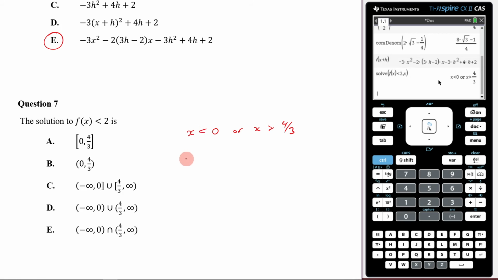If it's less than 0, that means it's negative infinity all the way to 0, but not including 0, because it's less than, not less than or equal to. You haven't got a line underneath. Then union, and then everything greater than 4 on 3. And again, you're not including 4 on 3 because you haven't got that equals to sign there, but you're going all the way to infinity there. Which of these options look like that? It's going to be this. Negative infinity to 0, 4 on 3 to infinity. I've got the union, I've got round brackets, it all looks good there.